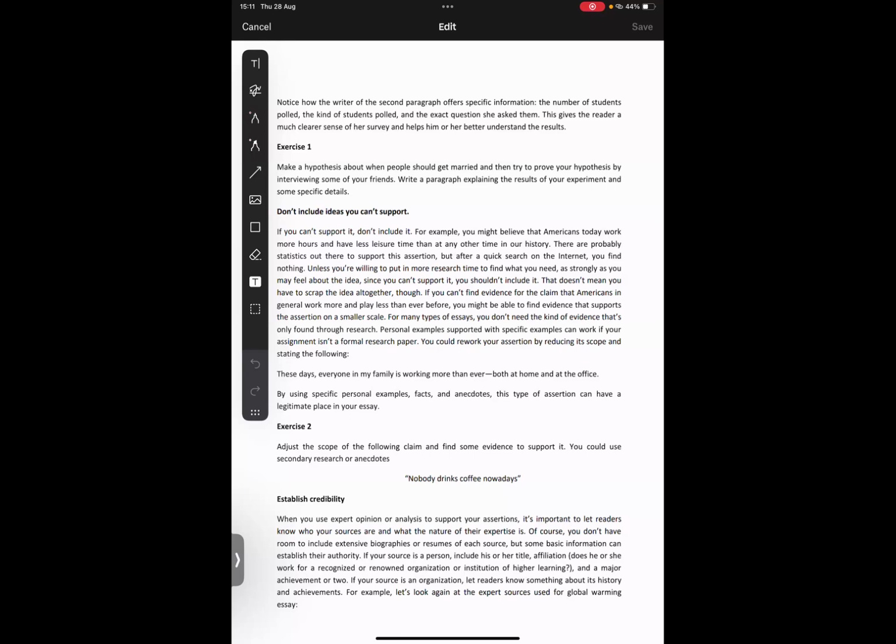Plus, when you say everyone in your family, it's more like an anecdote. Okay. So it's more personal, right? This can have a place in academic writing, but then again, you don't want to talk about your personal life or something personal. There's actually no place for you to talk about your life or anything.